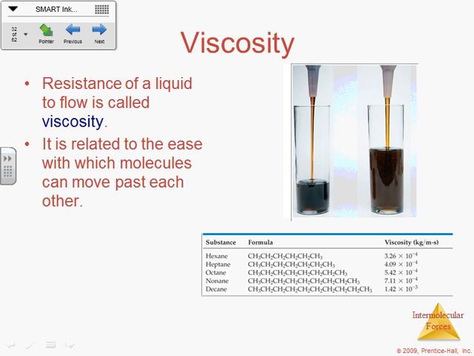It's related to the ease with which molecules can move past one another, so when you think about that, it sort of makes sense. The more attracted they are to each other, the harder it is for them to flow past one another, and the less liquid-like they are, I guess.